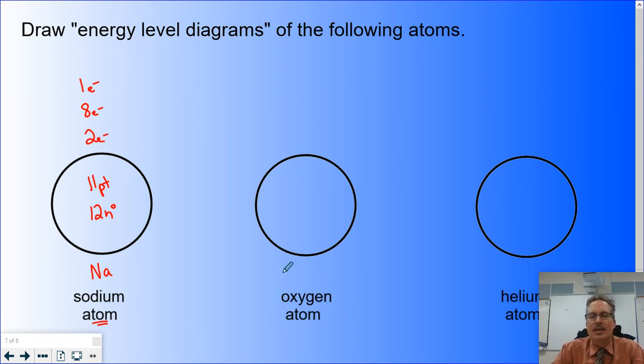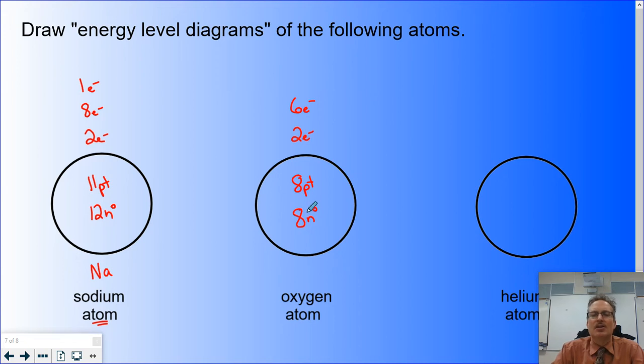Please try oxygen and helium. So oxygen is element number 8, so it's got 8 protons in the nucleus. Since it has 8 protons for an atom, it's also going to have 8 electrons, 2 in the first shell, 6 in the second shell. Again, the rounded mass number for oxygen is 16. So 8 plus what is 16? Going to be 8 plus 8 to 16, so 8 neutrons.